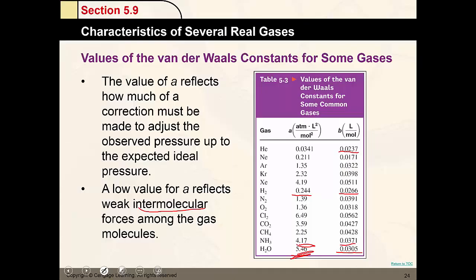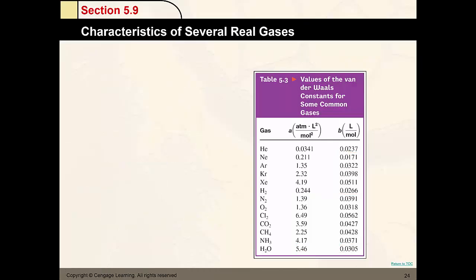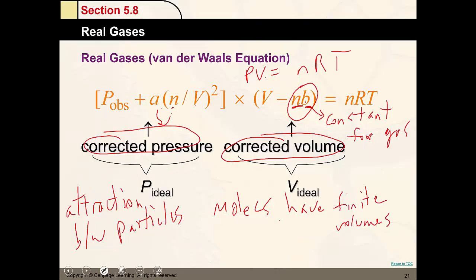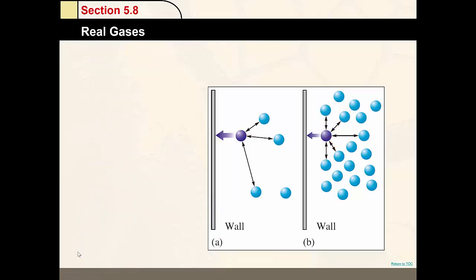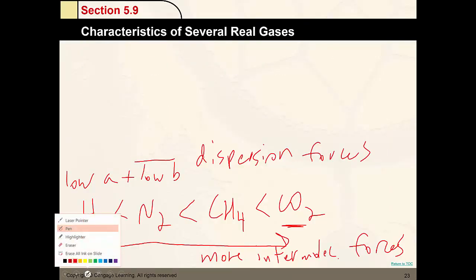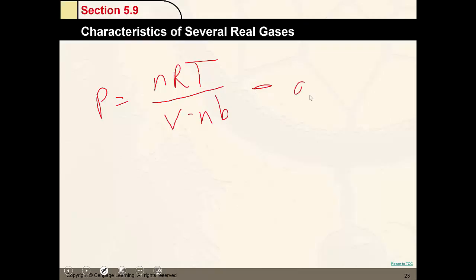So for your homework, you're going to do a couple calculations where you calculate the pressure using just the ideal gas law, and then also calculate the pressure using the van der Waals equation. And when rearranging the following equation, solving for pressure, you have to make the following rearrangement. So you have P equals nRT over V minus nB, minus a times n over V squared.